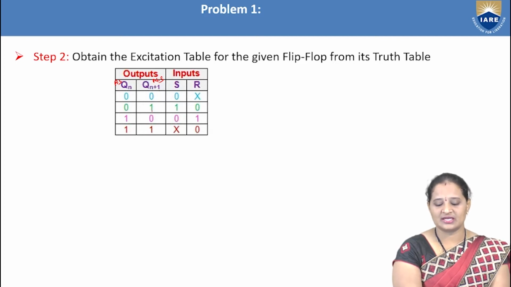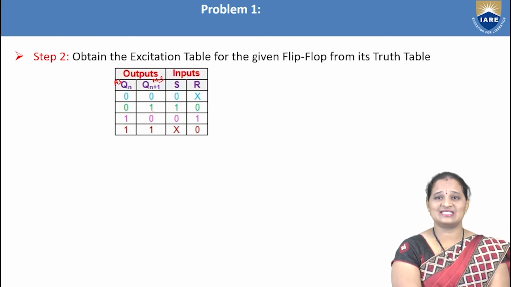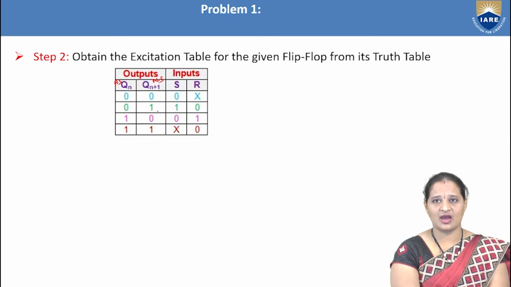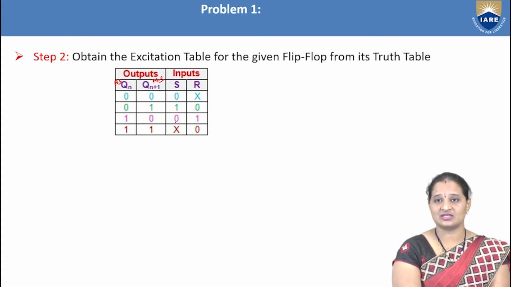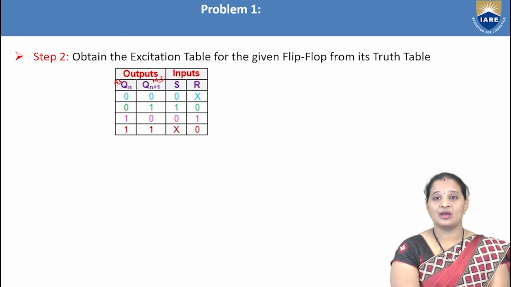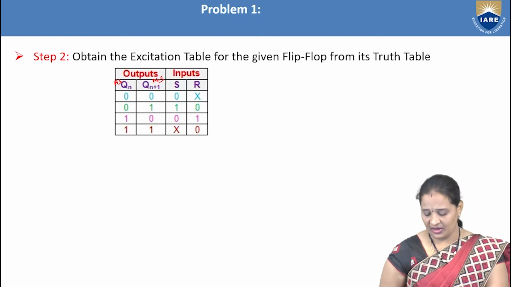As the next state is 1, what does it mean? It is set. The SR flip-flop sets when the S input is 1 and the R input is 0. So that is why S is 1 and R is 0. And the next state is 0 here, which means it is reset. The SR flip-flop resets when the reset input is 1 and the set input is 0. So that is why S is equal to 0, R is equal to 1. When the present state and next state are both 1 and 1, the inputs to be applied are don't care, 0.